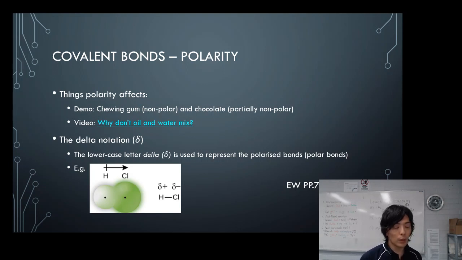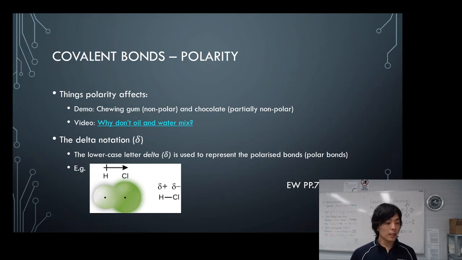Now, let's talk about notation. When you talk about the polarity, you need to be able to use or understand different types of convention. What you need to be able to use is the delta notation. So you use the lowercase Greek letter delta. It looks like a little apple with a bit of stem coming out. It is used to represent the polarized bond or polar bonds. It can be delta positive or delta negative, delta negative being the more electronegative atom within the bond.